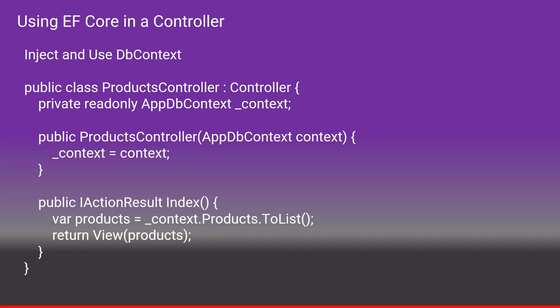Here is how you use EF Core in a controller. Inject the AppDbContext via constructor injection. Then use it to fetch or manipulate data. For instance, in this Index method, we fetch all products and send them to the view.